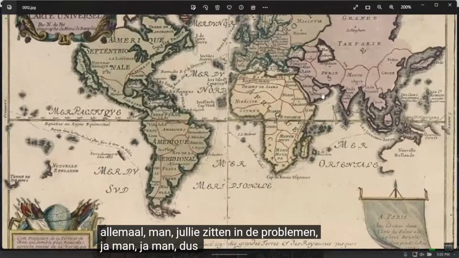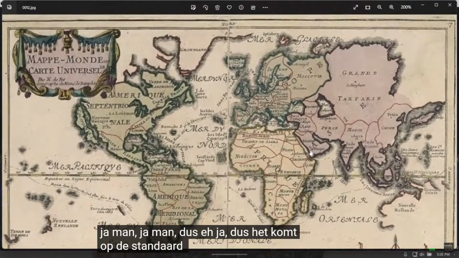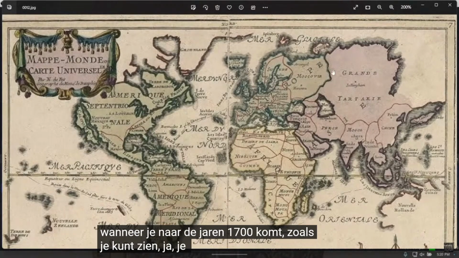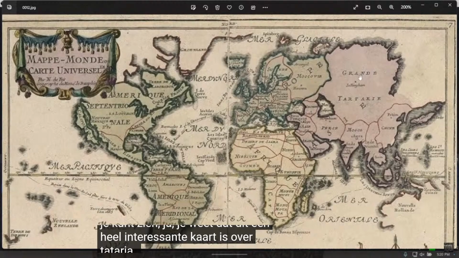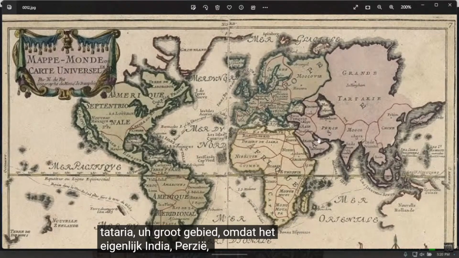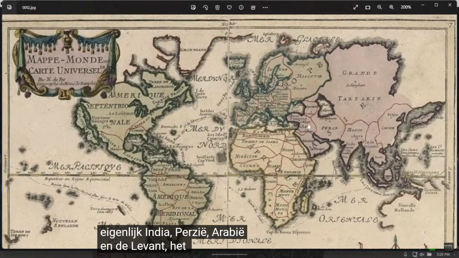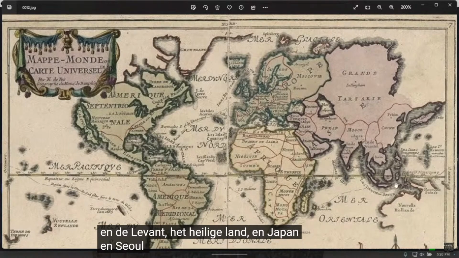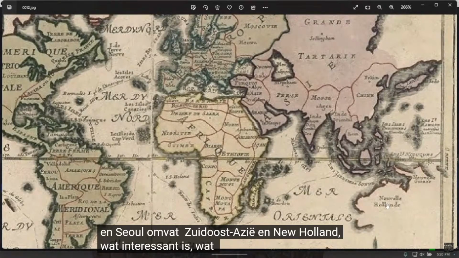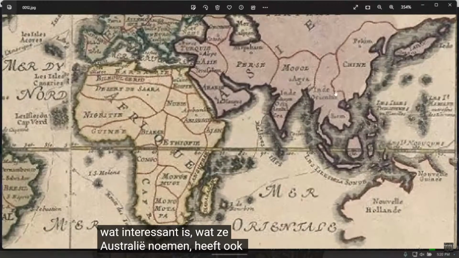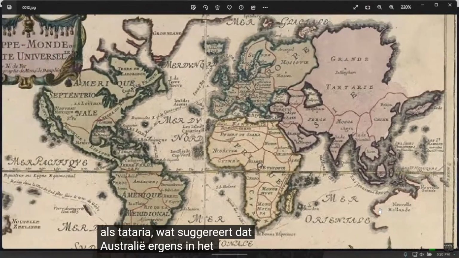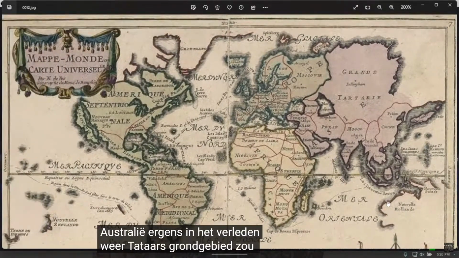Yeah, man. So it gets to the standard sort of Mercator type projections a little bit later, when you're coming up to the 1700s. As you can see here, this is a really interesting map concerning Tartaria, Grand Tartary, because it actually includes India, Persia, Arabia, and the Levant, the Holy Land, and Japan, and Southeast Asia, and New Holland, which is interestingly what they once called Australia, is also the same colour as Tartaria, which sort of suggests that Australia, at some time in the past, would have been Tartarian territory.